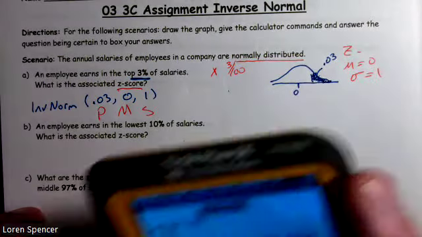All right, so that's our z-score. The next one: what are the z-scores associated with the middle 97%? So once again, they gave us a percent, so that tells me I'm doing an inverse norm, but this one's going to look a little bit different.